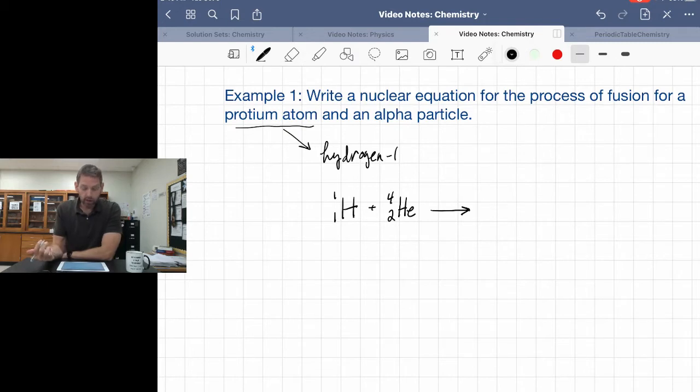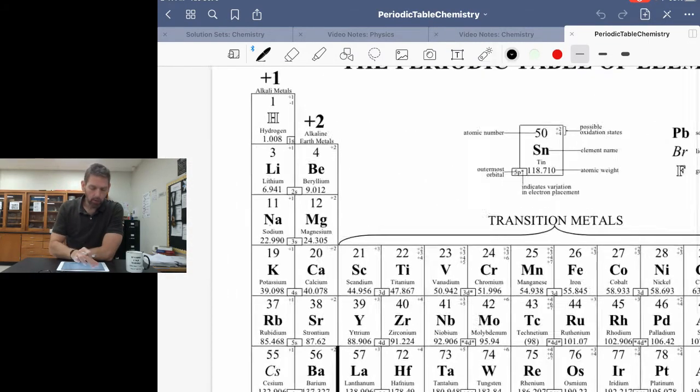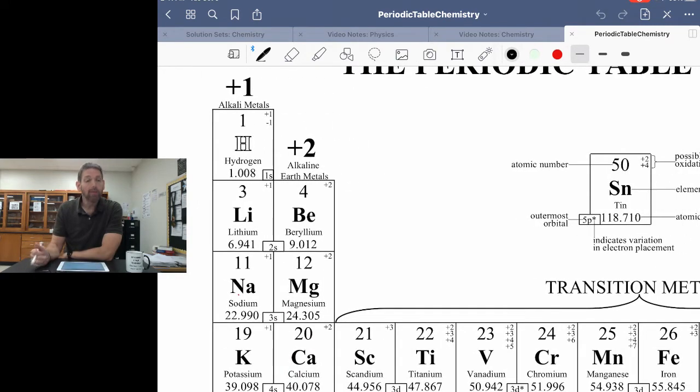There's nothing here that suggests that there are any lost parts, so we just add across the top. 1 plus 4, that would be a total mass of 5. 1 plus 2, that would be a total of 3. And then we ask ourselves, do we use the 5 or do we use the 3 to figure out the new particle that is formed in this fusion process? And we know it's the bottom number because the bottom number tells us the atomic number in the notation, and the atomic number defines the atom itself. So we come over here and we find that atomic number 3 is lithium.